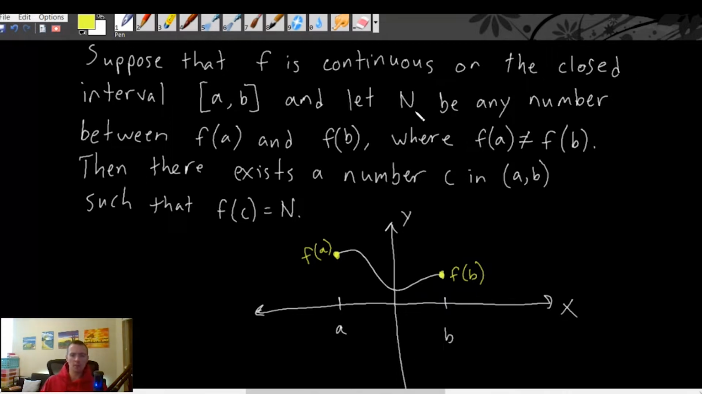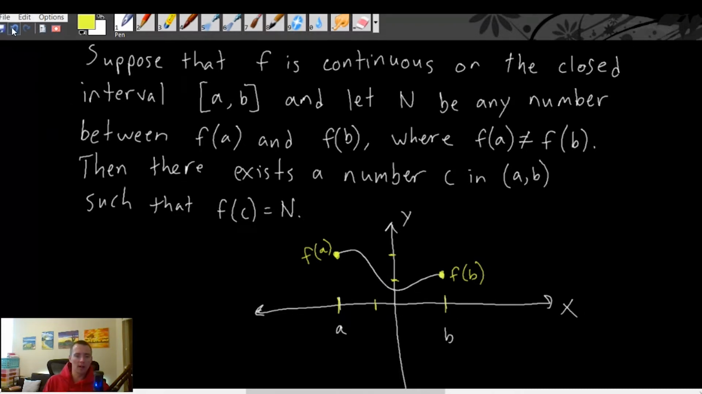And then we have some number n, which is between them. So we know basically that n has to be somewhere between there and there. So it could be anywhere in here. We know, based on the intermediate value theorem, that there must exist some number c between a and b. So then there's some other number c, which is between here and here. So let's just say right there, for example.